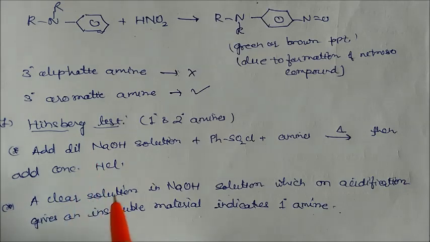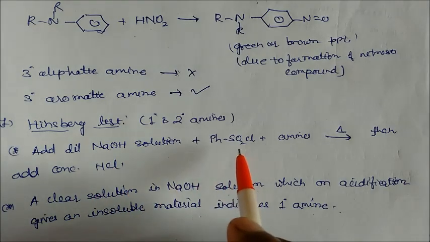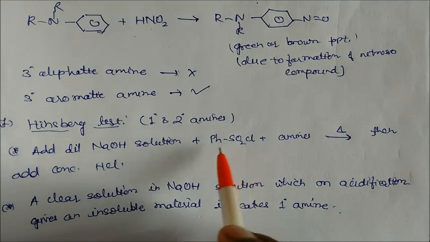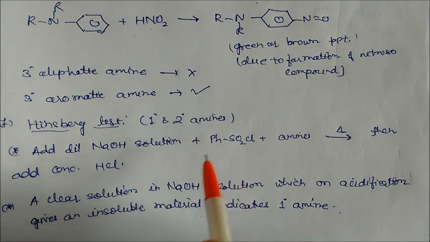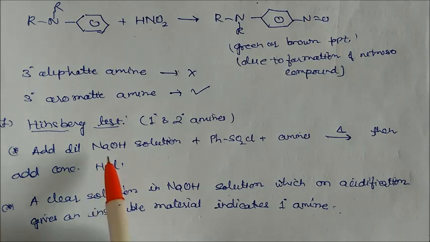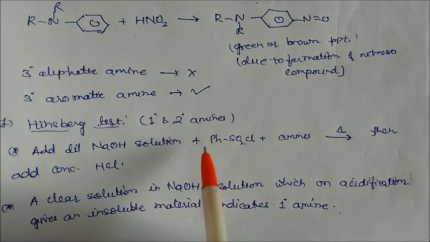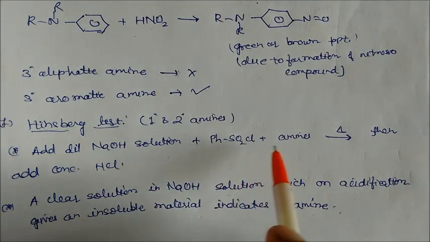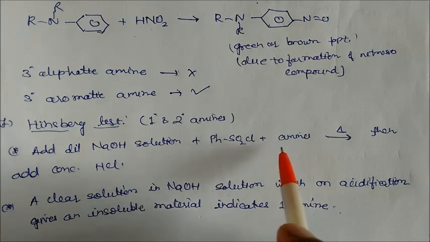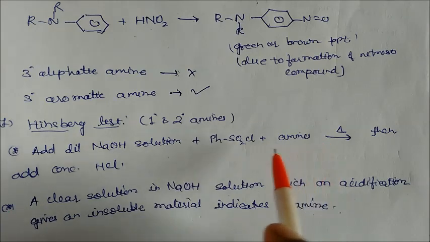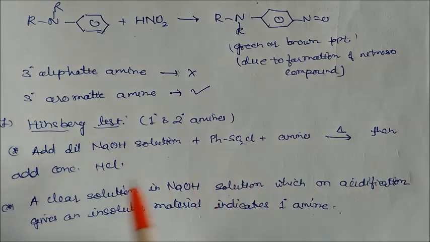So Hinsberg is actually the benzene sulfonyl compound. This is called the Hinsberg test. So basically what we are doing, we take the dilute sodium hydroxide solution and add this benzene sulfonyl compound with amines, any kind of amines. On heating, whatever product is there, then we add concentrated HCl.